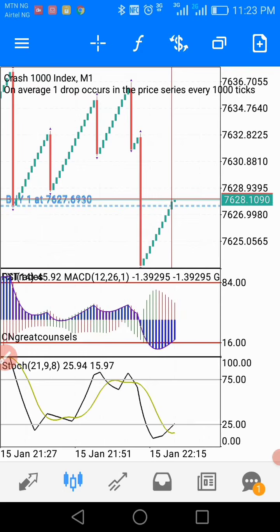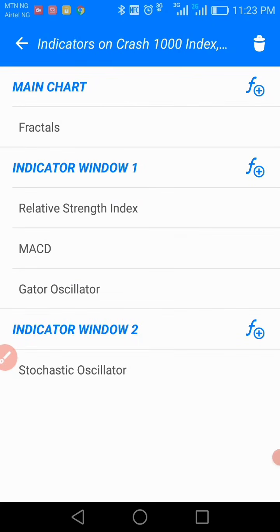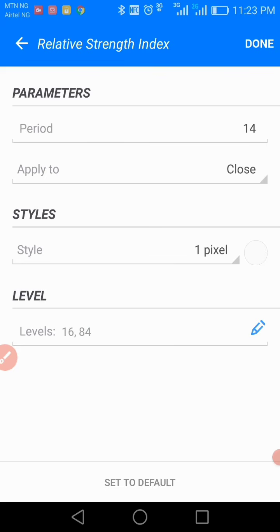Now we have indicator window 1 and indicator window 2. On indicator window 1, we have the relative strength index. Please stick to the settings. It's just the default setting, and the period is 14. You apply it to close. Then the style is 1 pixel, the color of your background.